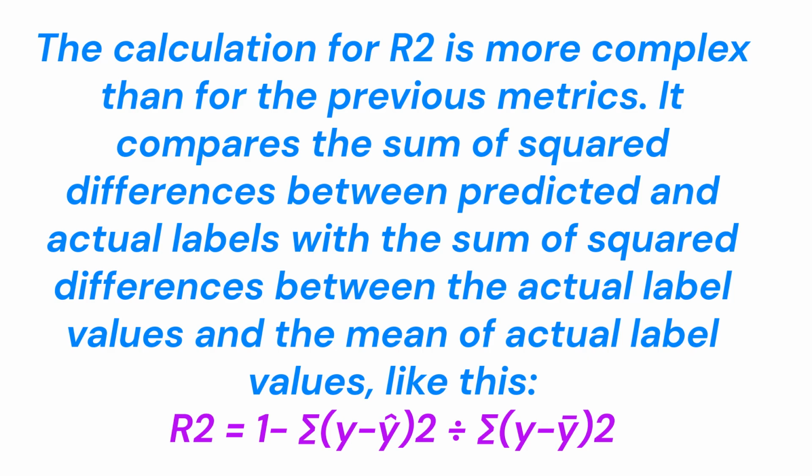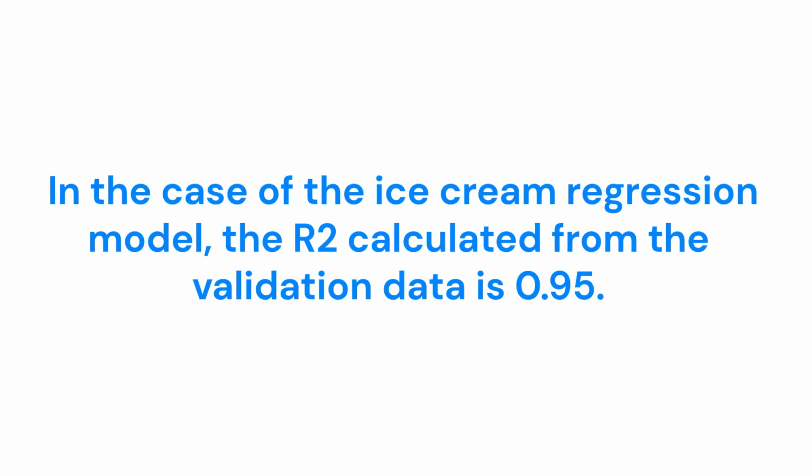The calculation for R2 is more complex than for the previous metrics. It compares the sum of square differences between predicted and actual labels with the sum of square differences between the actual label values and the mean of actual label values, like this. Don't worry too much if that looks complicated. Most machine learning tools can calculate the metric for you. The important point is that the result is a value between 0 and 1 that describes the proportion of variance explained by the model. In simple terms, the closer to 1 this value is, the better the model is fitting the validation data. In the case of the ice cream regression model, the R2 calculated from the validation data is 0.95.